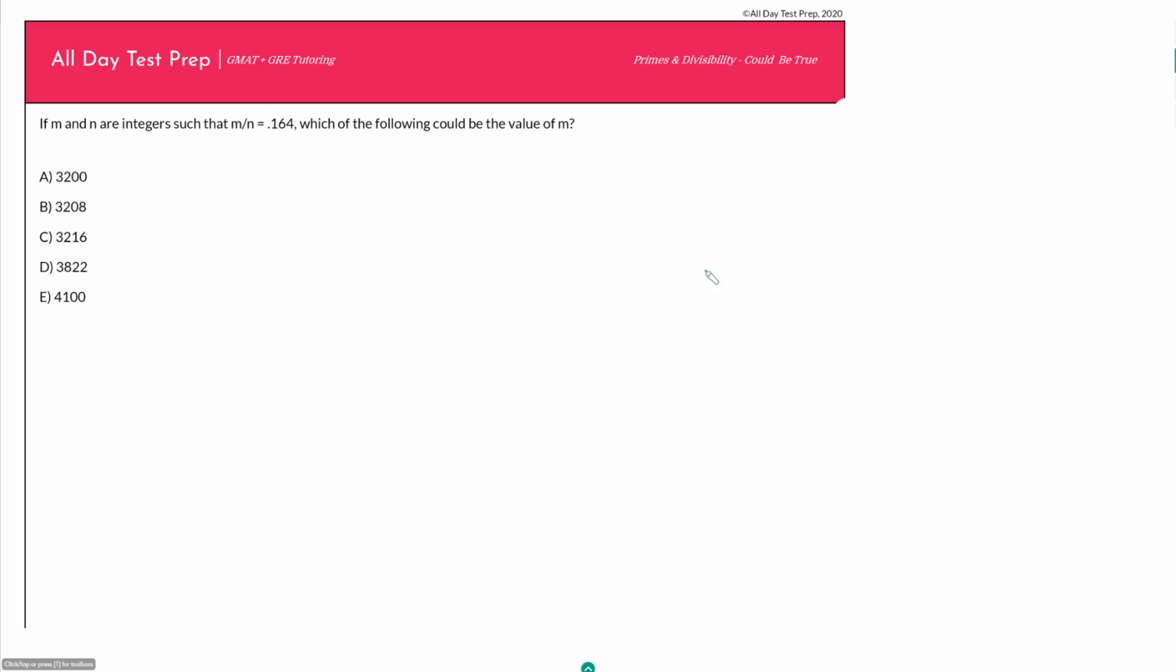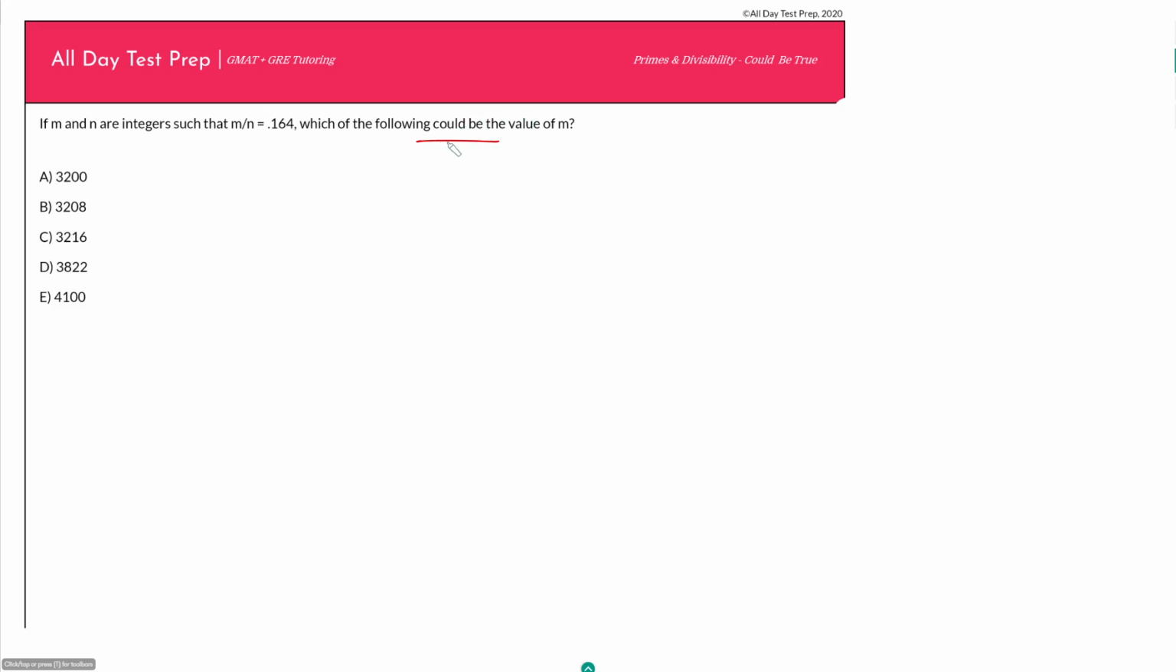Another thing that they do is they ask these could be true questions. And so this is why I say that GMAT is not really a math test. It is more of a logic test, because you have to unlearn a lot of the stuff that you were taught in math class and then relearn it in a slightly different way. So with these could be true questions, think about what they're saying.